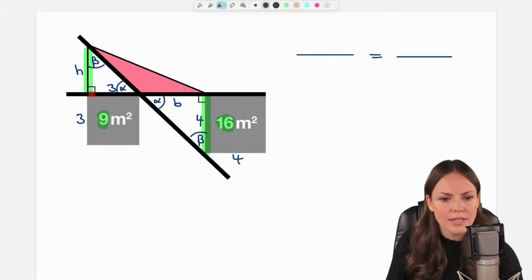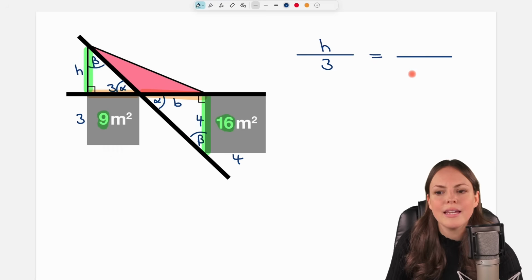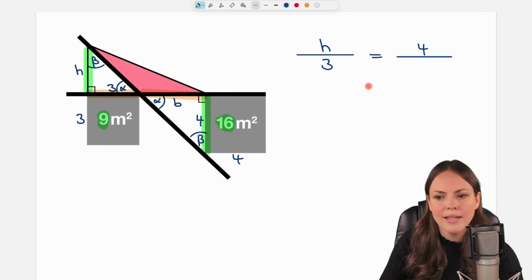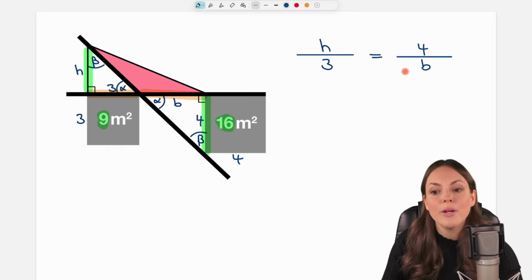And if we choose another side, let's take this one here, the 3, from the right angle to alpha, then the corresponding side here is from the right angle to alpha, so it is our B. Let's create the ratios. We start with the green sides. So we take H here and we divide it by the orange side, by the 3. And the same now in the other triangle. We start with the green side, the 4, and divide it by the orange side, by the B. And now we have an equation.